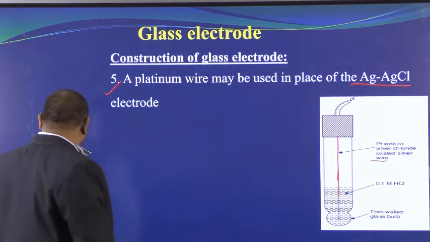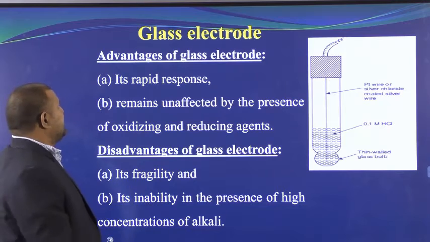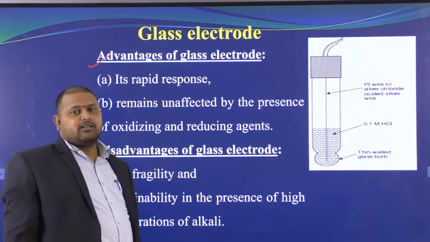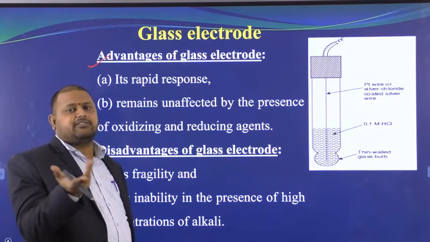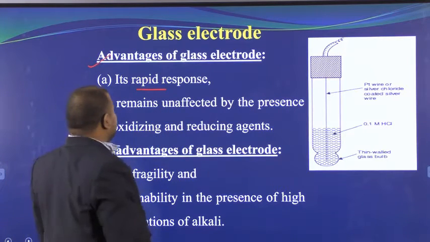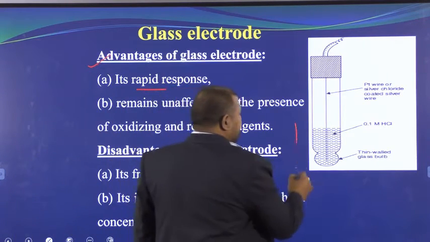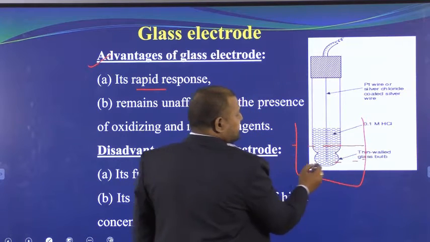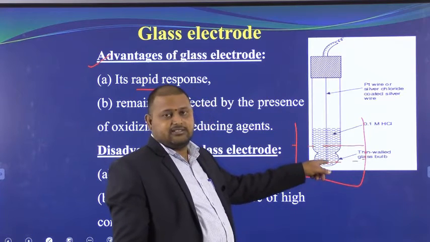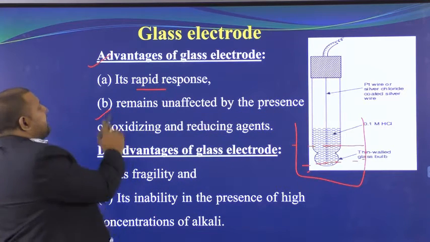Now we should know why we should use this glass electrode. What are the uses? The advantages of glass electrode. First one is it has rapid response. Immediately after dipping into a solution, it immediately gives the answer. And next, it remains unaffected by the presence of oxidizing or reducing agents. If there is any oxidizing agent in the solution, I have dipped it in a beaker containing some solution. Even if it has some oxidizing agent or reducing agent, it is not affected. This is the bulb. So it will show the answer. These are the two advantages.